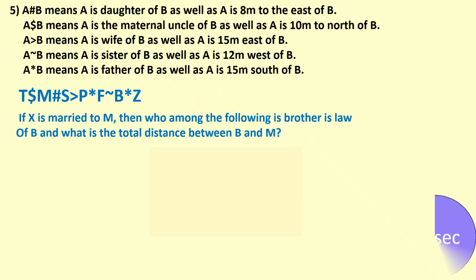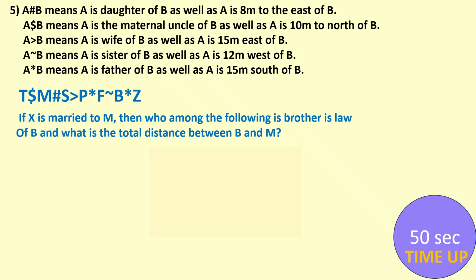Mixture of blood relation and direction and distance is given. So this can be also a part of your blood relation topic, and it can be also part of your direction and distance topic. So in this case, what you need to do, separately you need to draw blood relation, and separately you need to draw the direction and distance. And then combined question is asked. That's all. So time up, students. Okay, we will solve this.